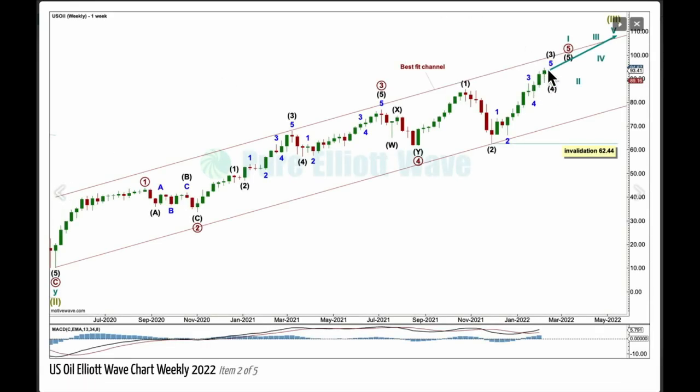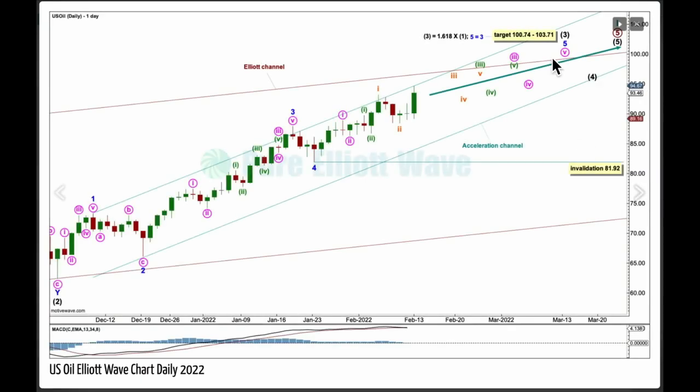The weekly chart, I'm expecting minor wave 5 to be extended to take intermediate 3 high enough above intermediate 1 to allow intermediate 4 to unfold and remain above wave 1 price territory. The targets would see that achieved. At 100.74, intermediate 3 would reach 1.618, the length of intermediate 1, and not too far above that. At 103.71, minor 5 would reach equality in length with minor 3.